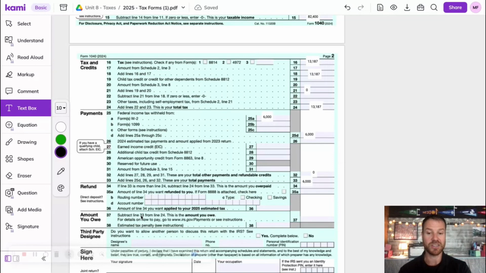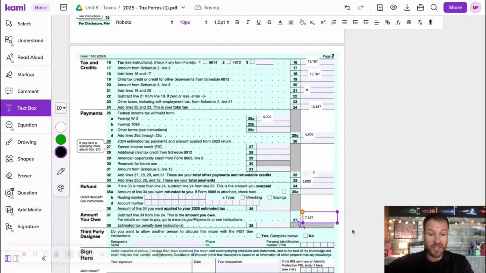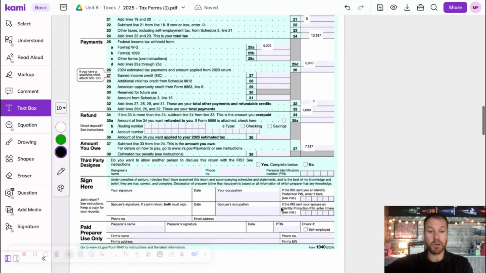I look at line 37. It says to subtract line 33, and line 33 in my case is $6,000 from line 24. And so I'm going to do that quick math again. $13,187 minus $6,000 is equal to $7,187. This is how much I owe. $7,187 is what I was supposed to pay, or what I have to pay now. That's what I was short paying throughout the calendar year.